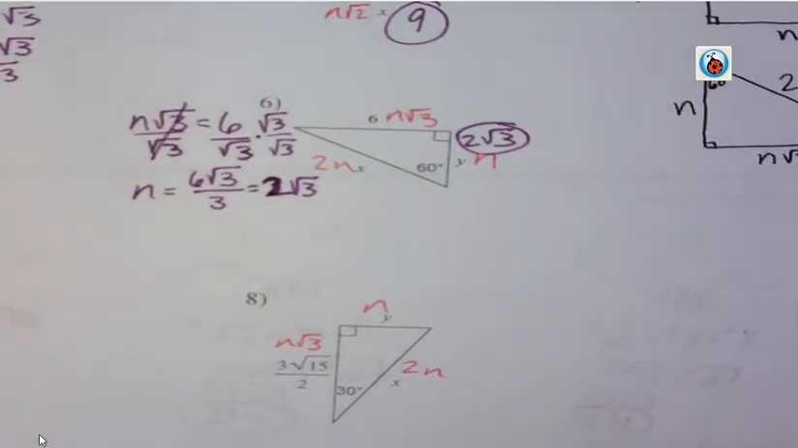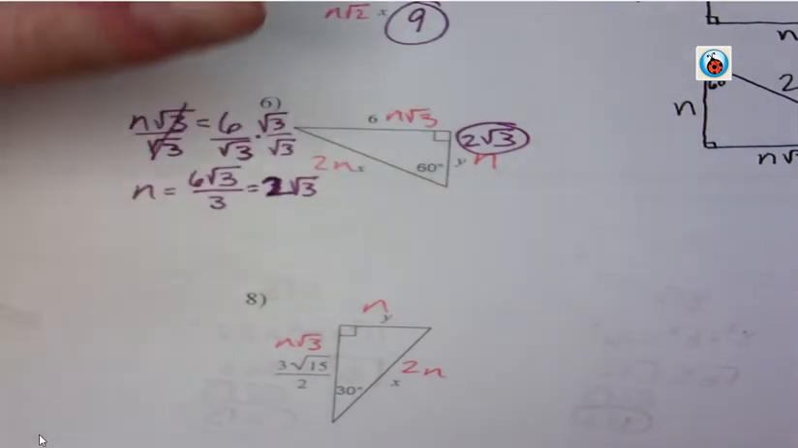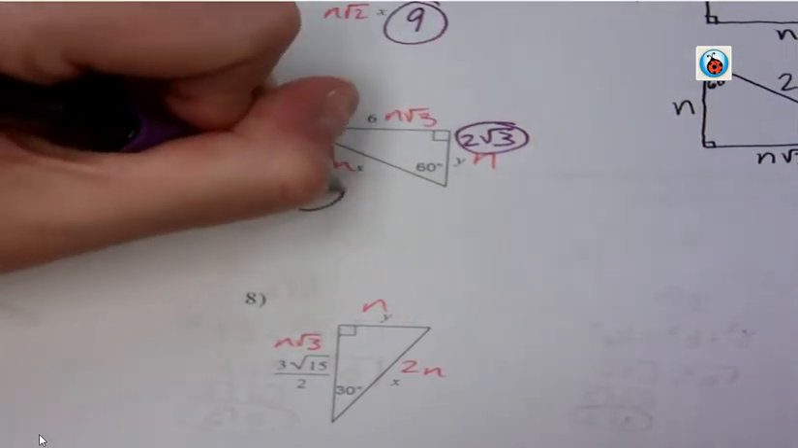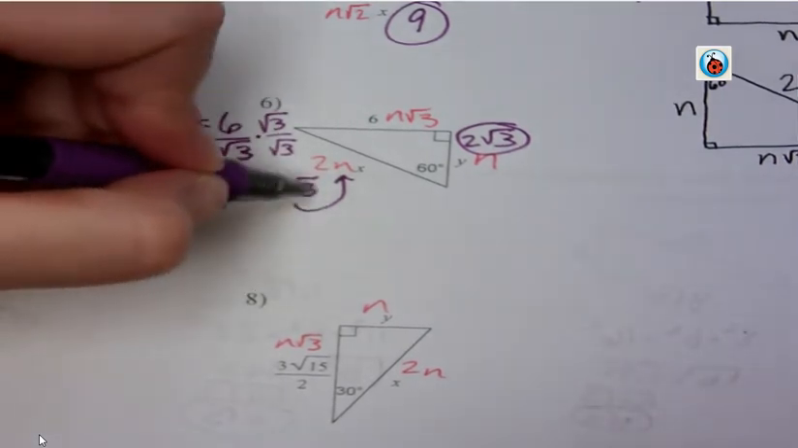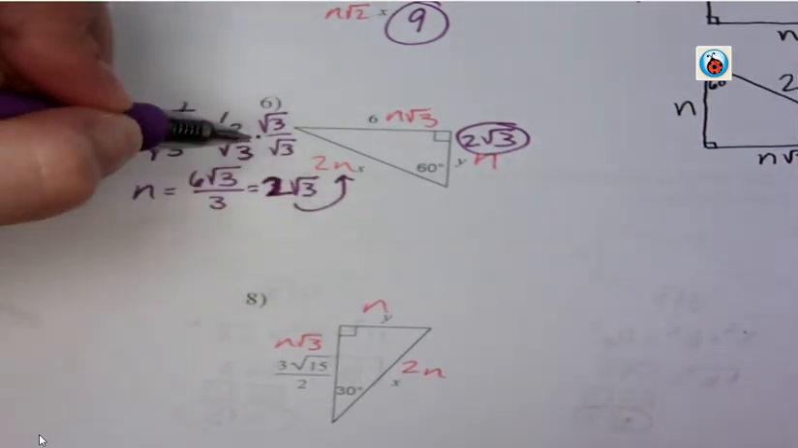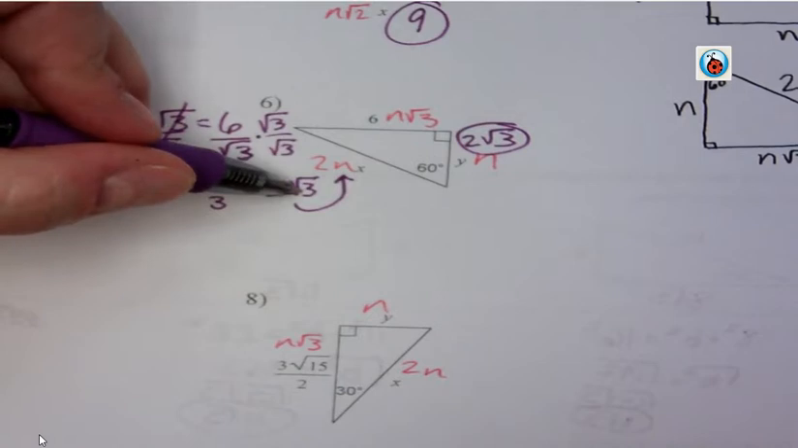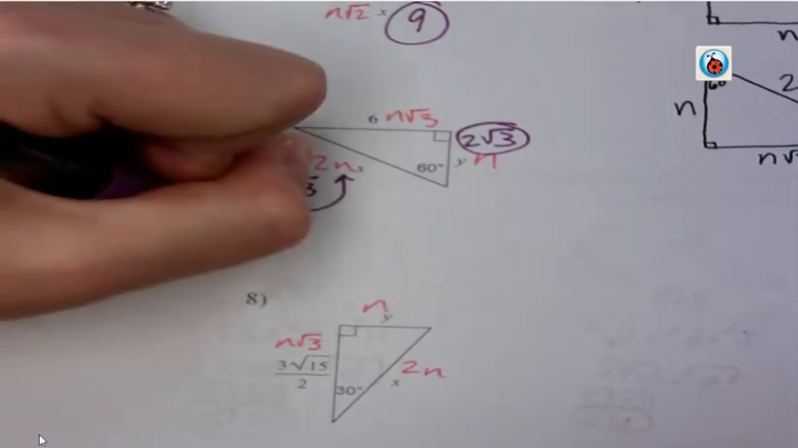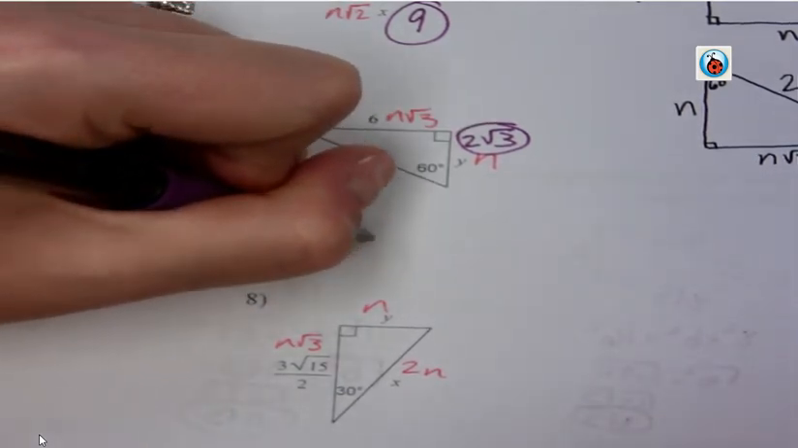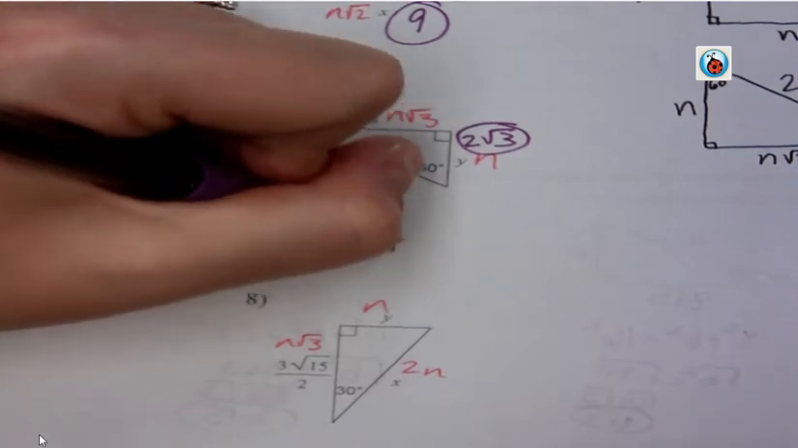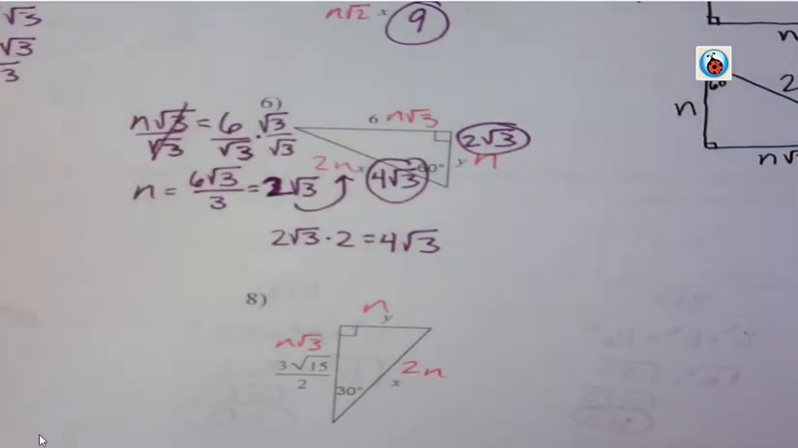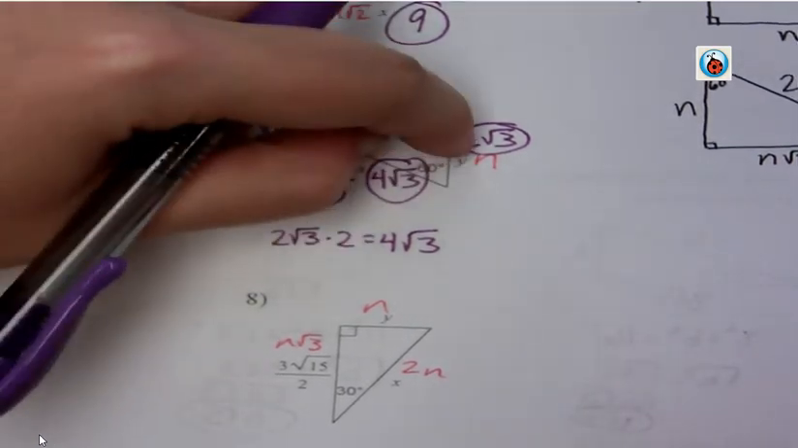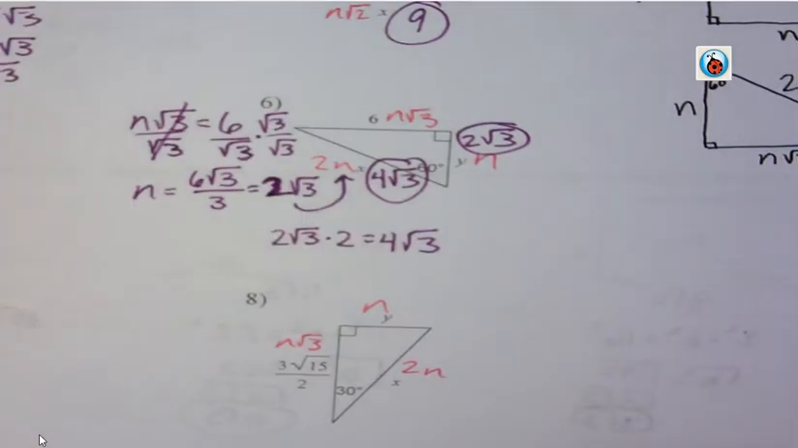Okay, and then you want to take your n, because that's what we got when we solved for n, and plug it in right there. So basically you need to take whatever this number is and multiply it by 2. So 2 root 3 times 2 is going to end up being 4 root 3. And that's what you get for x. So our y, this side of the triangle, is 2 root 3, our x is 4 root 3.